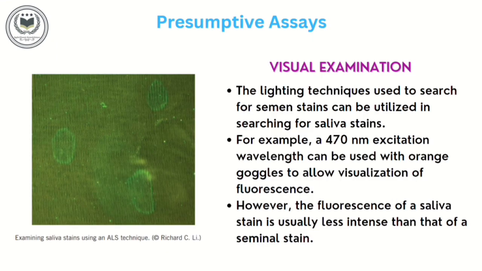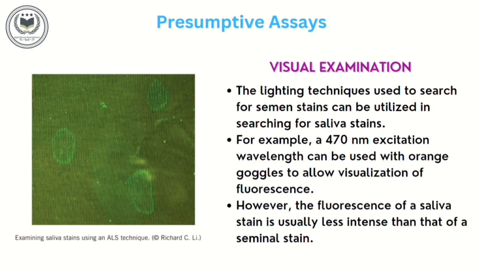Let's discuss the presumptive assay. It is simply the preliminary assay for saliva identification, and it is mostly used to detect whether a given sample contains saliva. These tests are quick, inexpensive and provide the first indication of the presence of saliva.